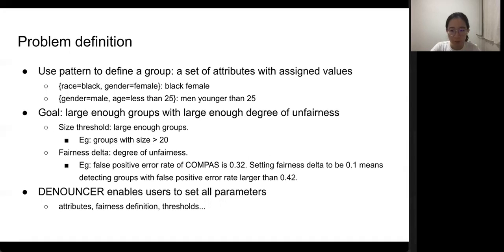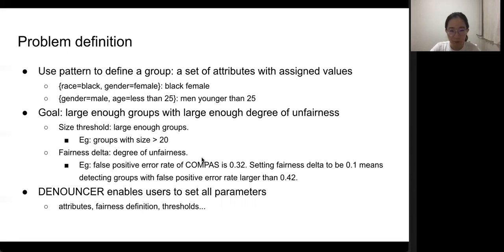Here we introduce some terms that will be used in our demonstration. We use a pattern to define a group, which is a set of attributes with assigned values. And we want to detect large enough groups whose degree of unfairness is also large enough. So here we have two thresholds. We use a size threshold to define how large a group should be. And we also have fairness delta.